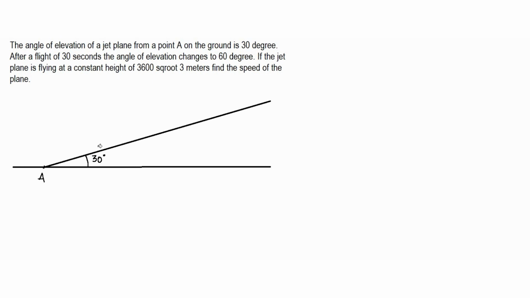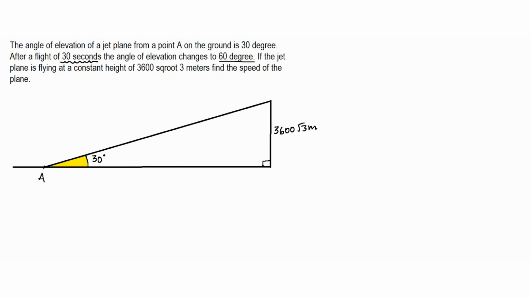So let us shade this particular angle, and of course it's given that after a flight of 30 seconds, the angle of elevation changes to 60 degrees. If the jet plane is flying at a constant height of 3600 root 3 meters, so the jet is flying at a constant height of 3600 root 3 meters. So this is 3600 root 3 meters. And now after a flight of 30 seconds, the angle of elevation changes to 60 degrees.